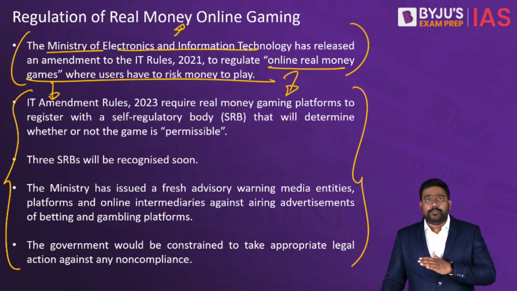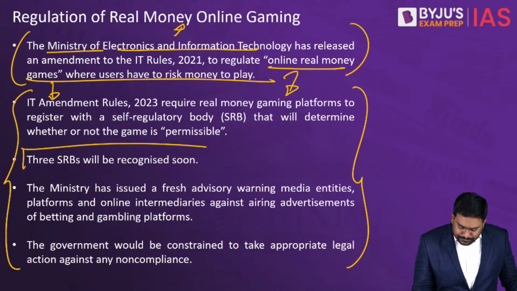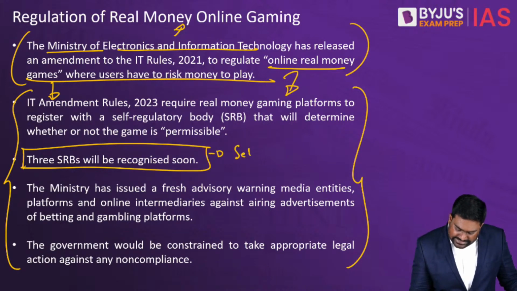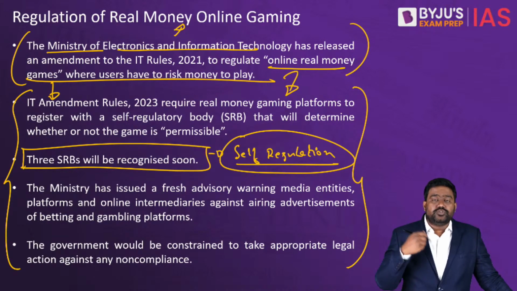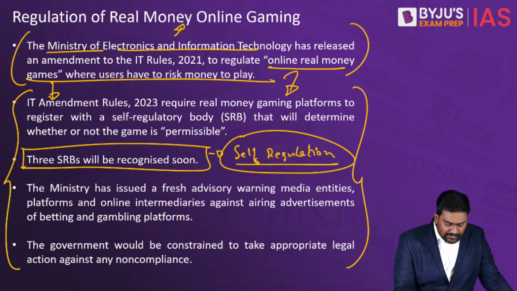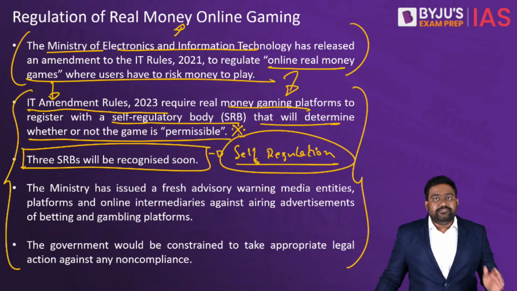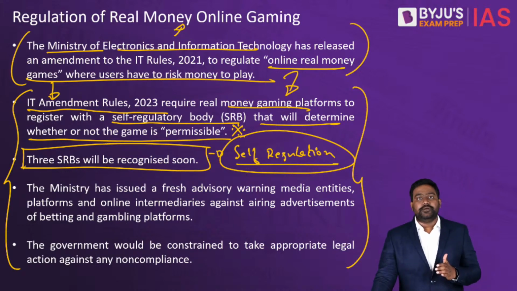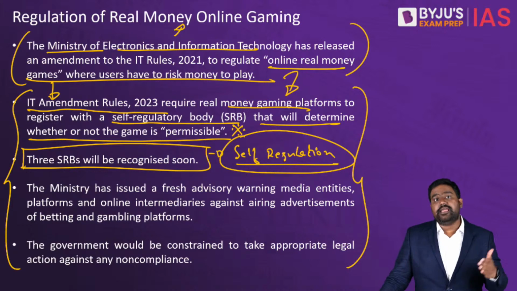These companies cannot operate freely anymore. There will be strict regulation here. The government is promoting self-regulation, just like self-regulation was promoted for OTT platforms and digital news platforms. Similarly, self-regulating bodies will be set up under these new rules, and these gaming platforms have to be certified by the self-regulatory body. They have to meet certain conditions laid down by the government. The self-regulatory body will give permission to these apps and companies to run their games.